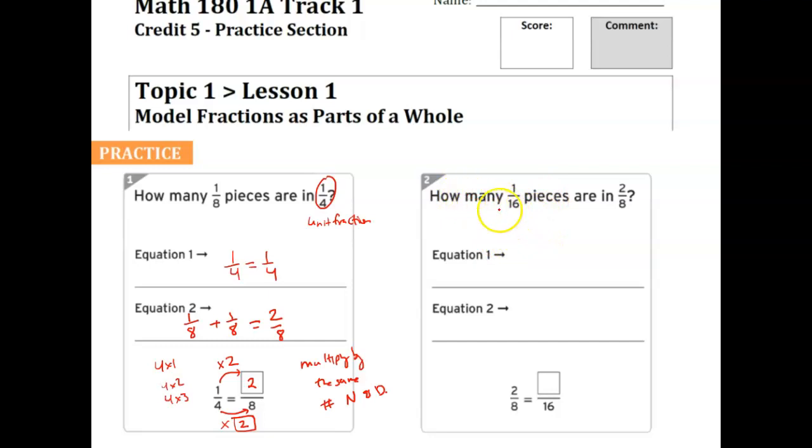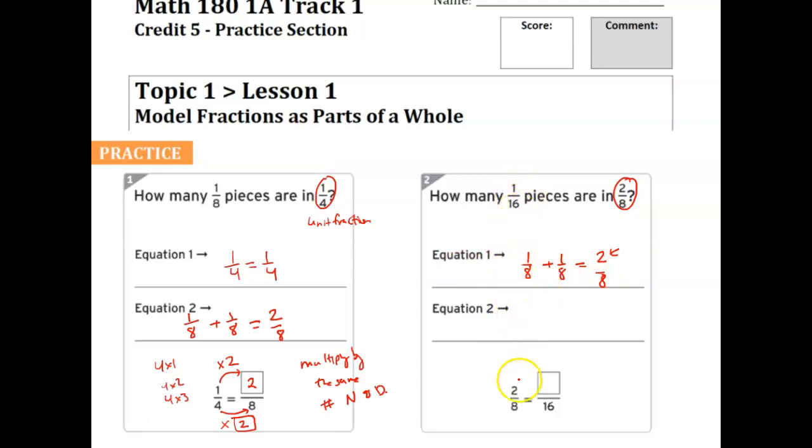So again, how many 1/16 pieces, which is a unit fraction, are in 2/8? So I'm going to start with that one first. That's 1/8 plus 1/8 equals 2/8. Notice how I used 2 of these since there were 2. So if that had been 3, I would have drawn out 3. 4, I would have drawn out 4, and you get the idea.